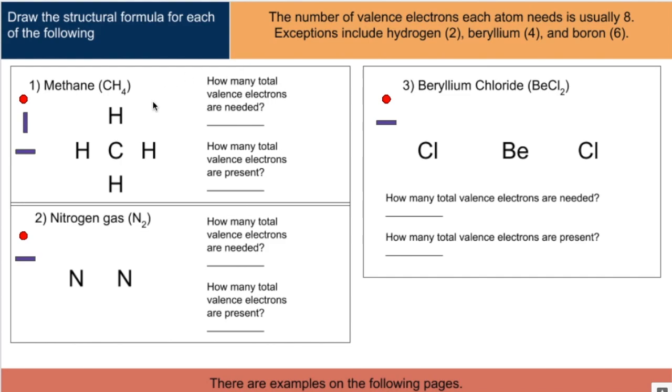Okay, so whenever you do your homework, just be aware you do have hydrogen, which only has 2, and then you do have beryllium, which only needs 4. So don't accidentally say that they need 8 in order to be full.